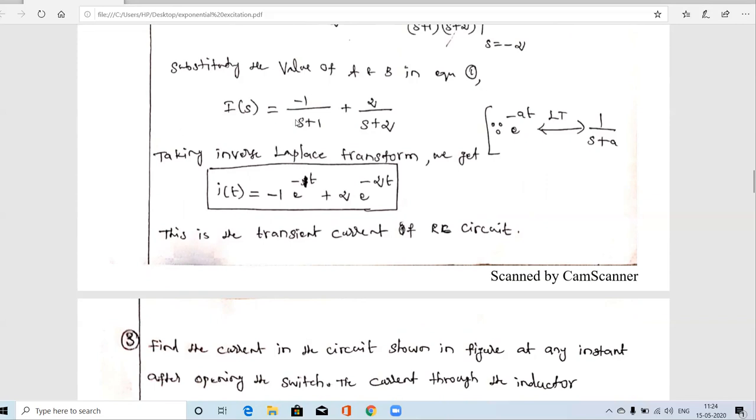What is the inverse Laplace transform of 1 by s plus 1? e power minus at. So what is the value of a? 1. Okay, e power minus t. Similarly, plus 2 into what is the inverse Laplace transform of 1 by s plus 2? e power minus 2t. Correct? So this is the current flowing in the given RC circuit.